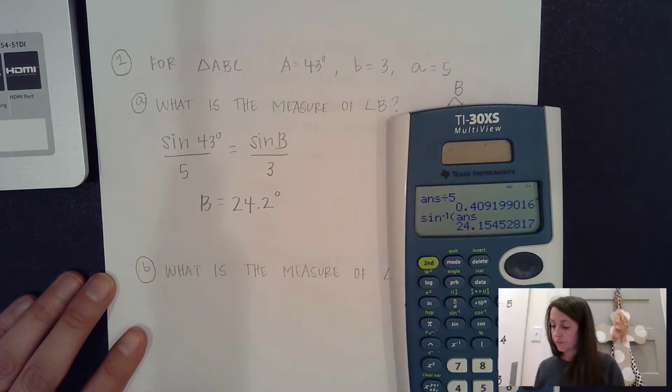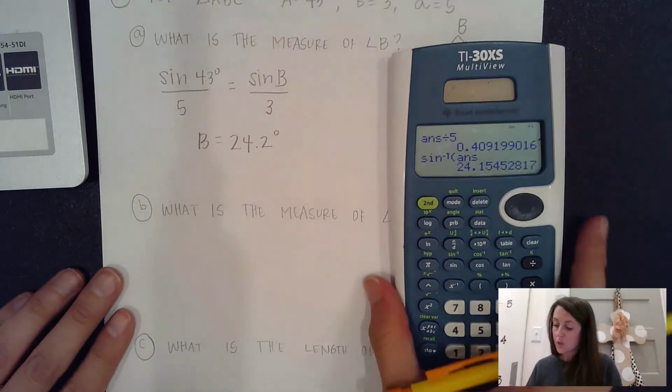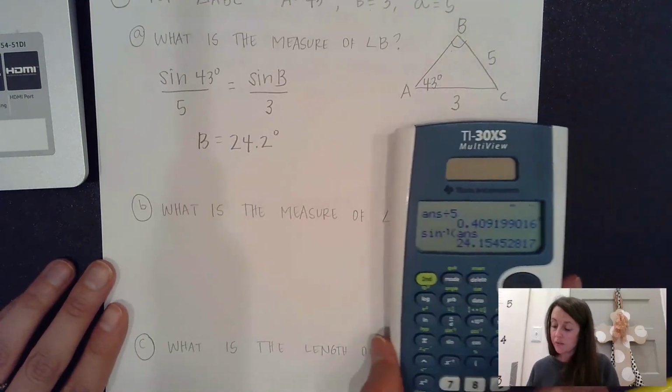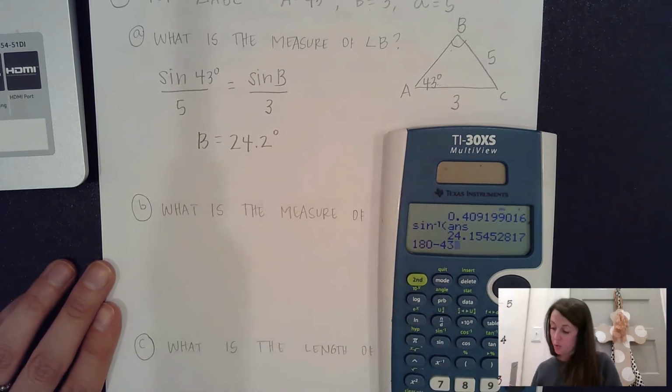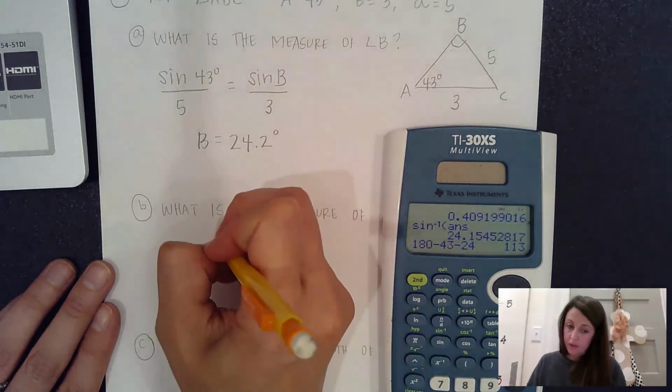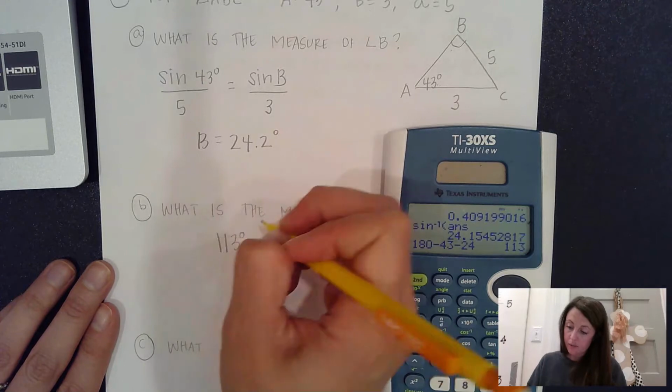What is the measure of angle C? What would I do here? I would say 180 minus 43 minus 24. So it would be 113 degrees.